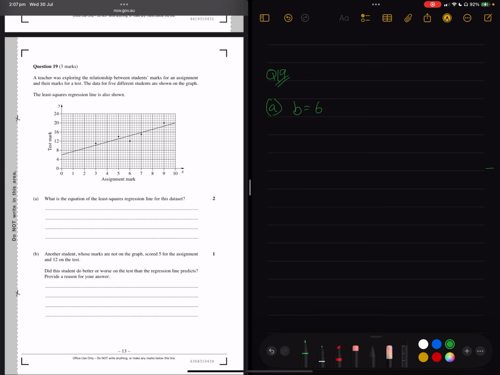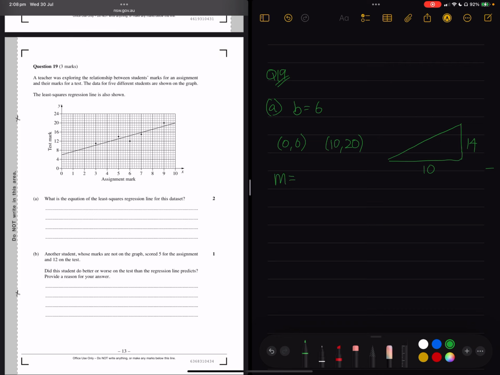One is right at the beginning, where we have the coordinates 0, 6. The other one is right at the end. It has the coordinates 10, 20. So if we draw a little slope triangle, if we go from 0 to 10, the base must be 10. If we go from 6 to 20, the height must be 14.